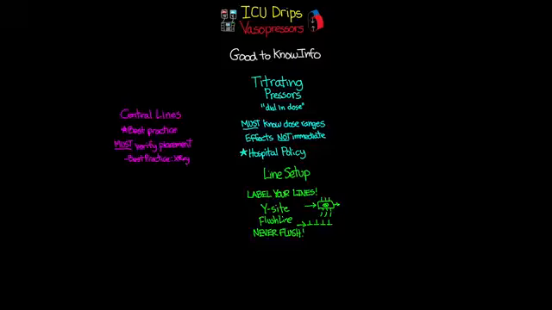Another little tip for you guys is if they get a central line and you're not sure if it's in a vein or an artery, hook up a transducer and see what you get on the monitor. You're going to know immediately whether that line's in an artery or a vein, because you're either going to see an arterial tracing or a CVP tracing.